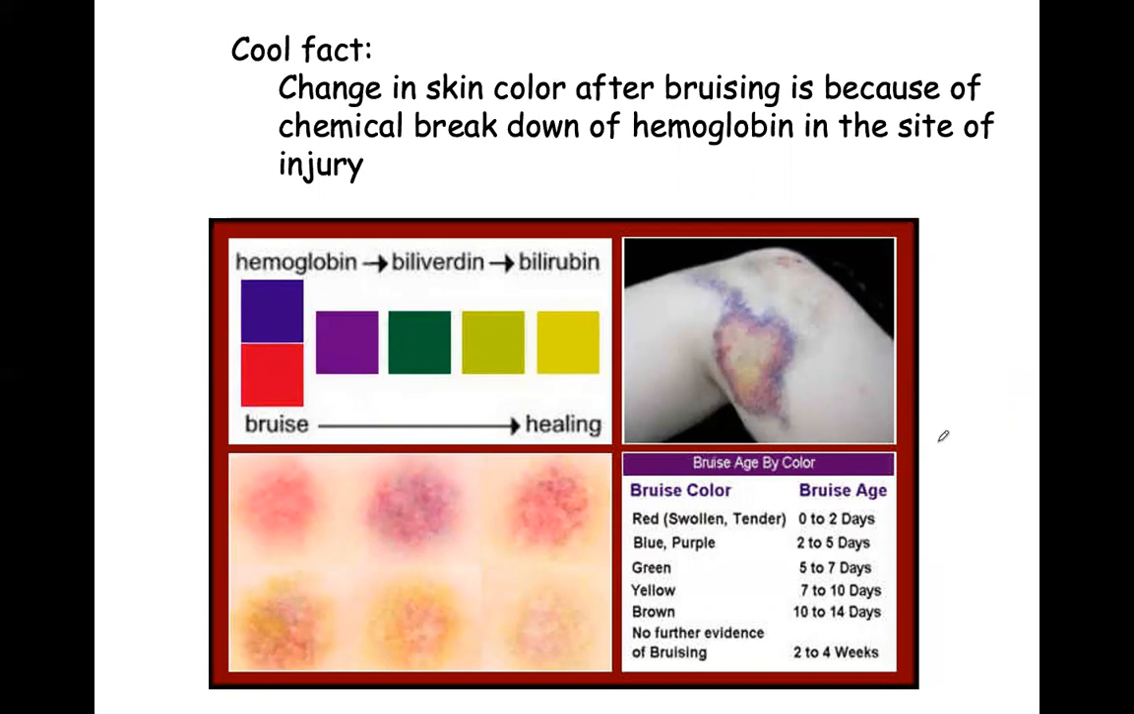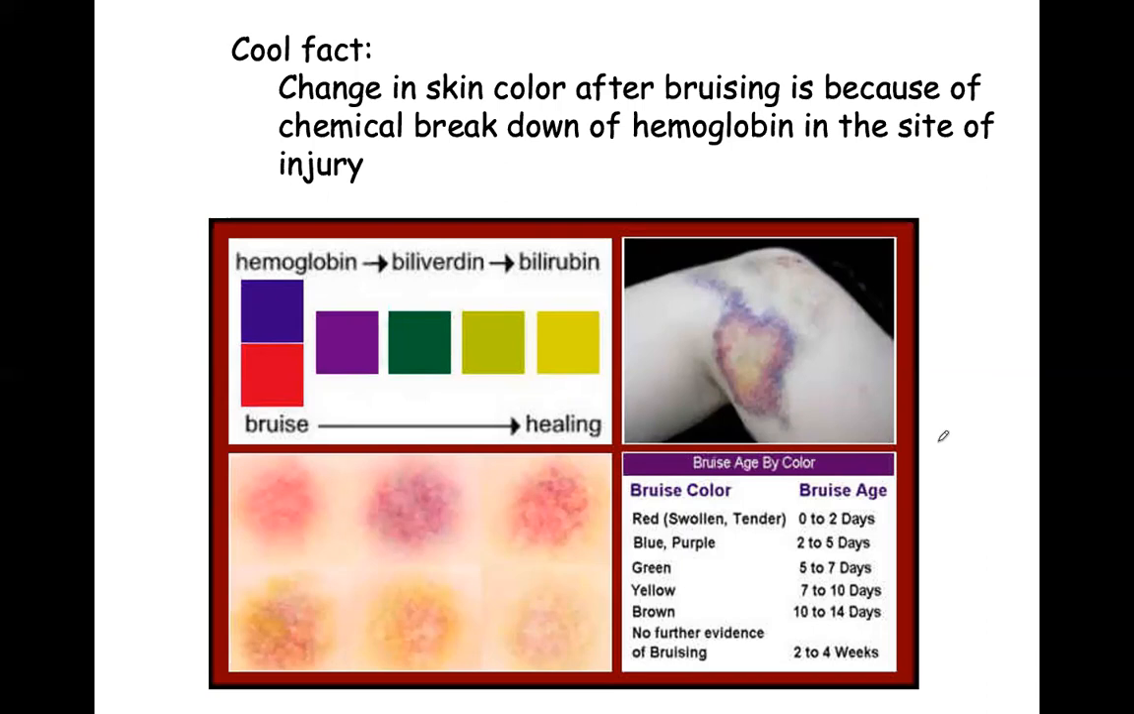And then eventually, as the body starts to process that, it starts to break down the hemoglobin in these red blood cells and create bilirubin. As a result, the coloring of the bruise actually changes, again, changing to that bilirubin eventually. So when you see your bruise have that yellowish tinge to it, that marks almost the complete healing of your tissue.